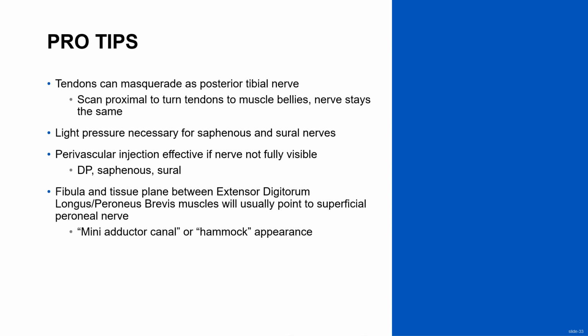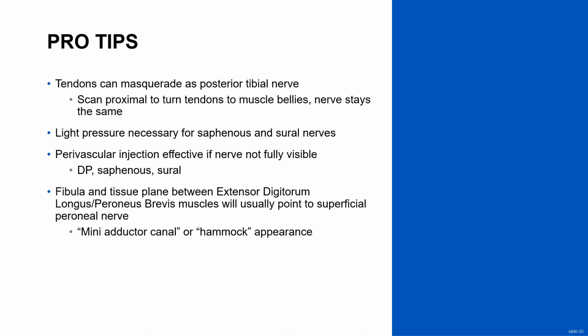Some things to remember when performing ankle blockade are that tendons can occasionally masquerade as the posterior tibial nerve. In order to not be fooled, if you have multiple structures that look like a nerve when scanning, direct the probe more proximally. As the tendons turn into muscle bellies, the nerve stays the same, so you can be sure which structure is the nerve and which ones are tendons.